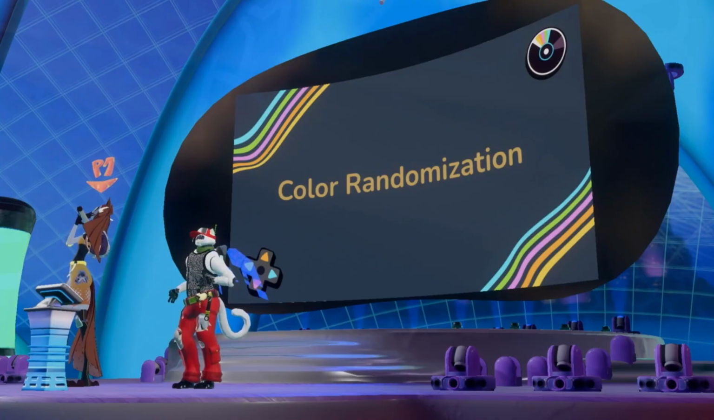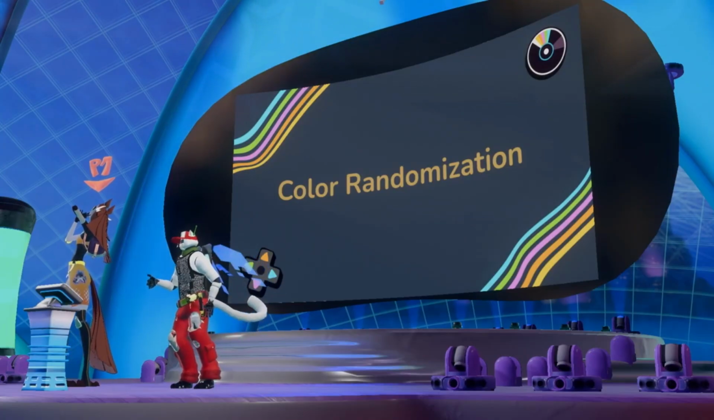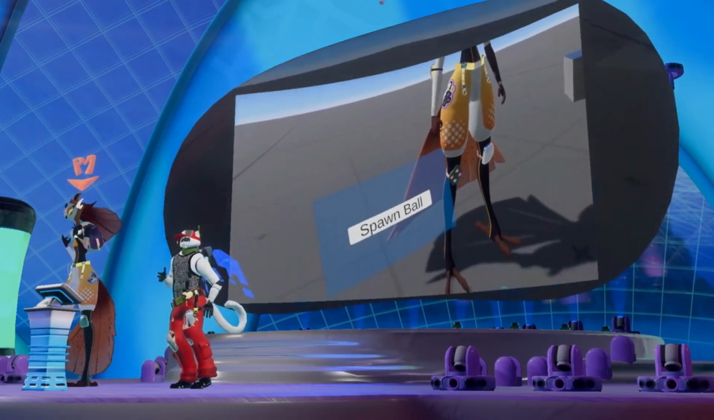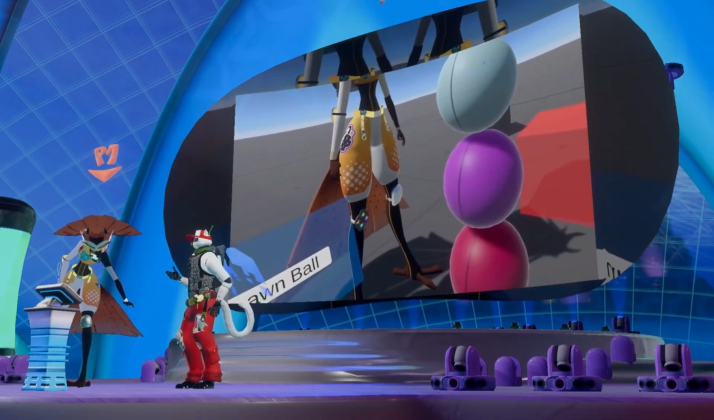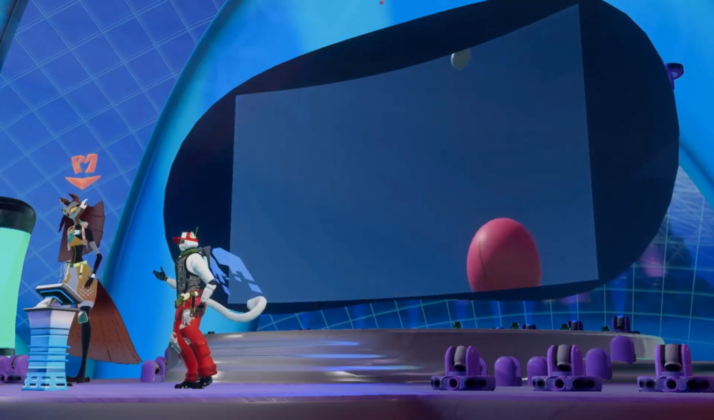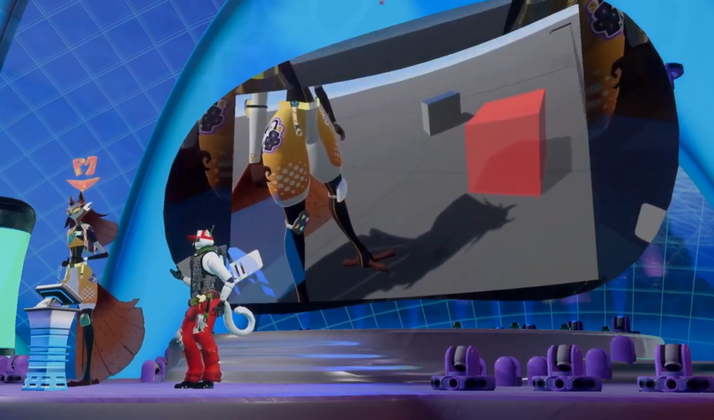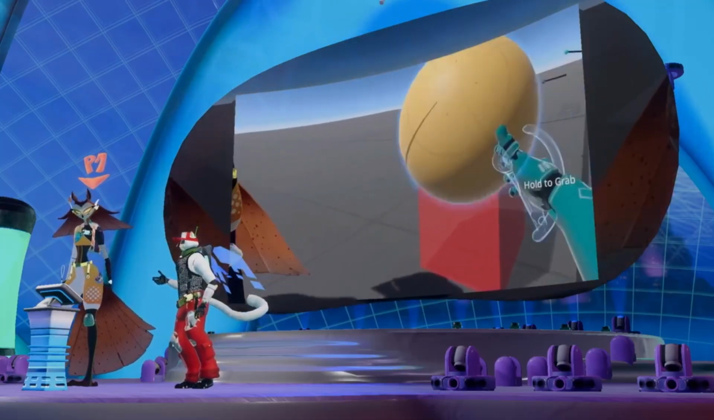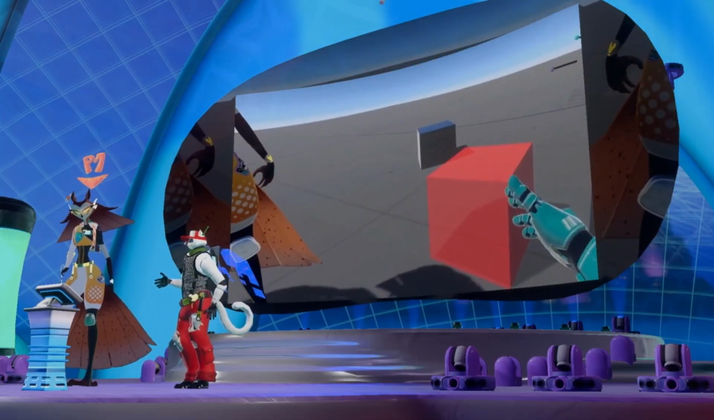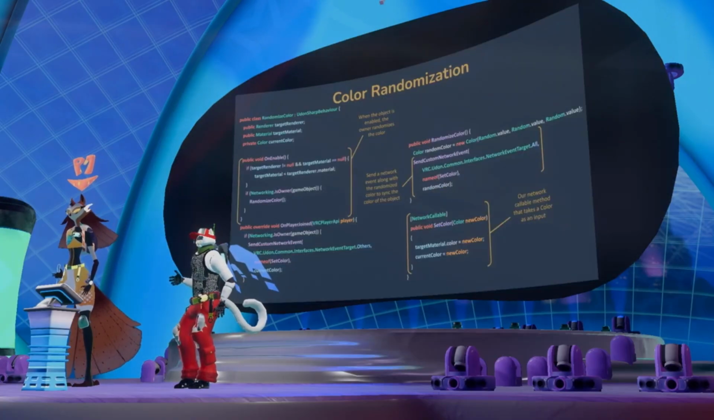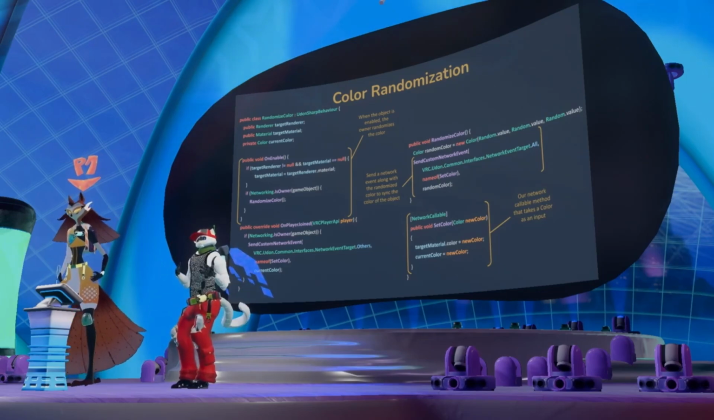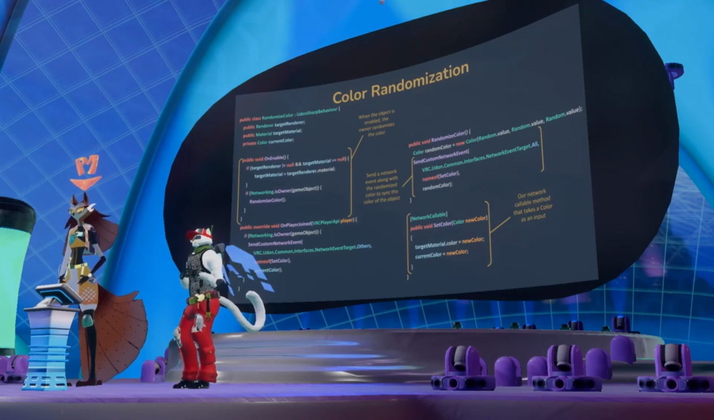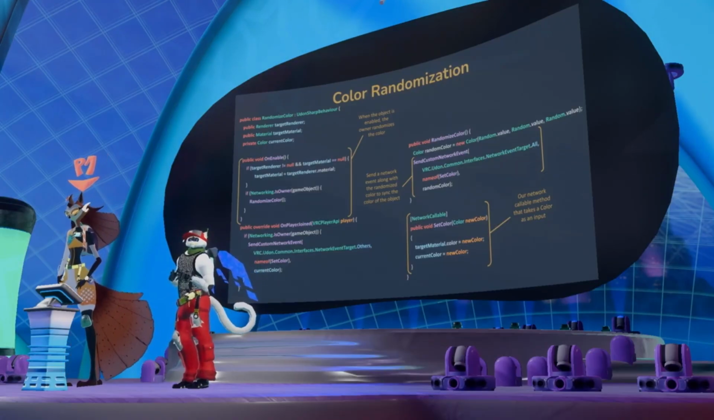So another example of using network events is color randomization. In this case, we have an object pool which we're using to spawn these balls. And you'll see that they spawn with a random color. So whenever they pop up, they have a random color, and you can throw them away as you please. Object pooling is not going to be covered in this presentation, but it is in the GitHub if you want to see how that's implemented.